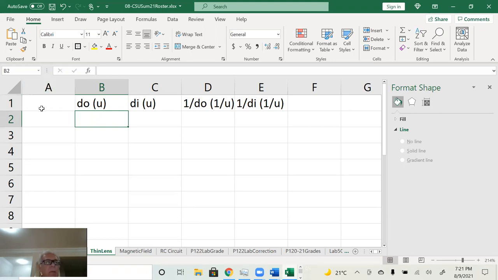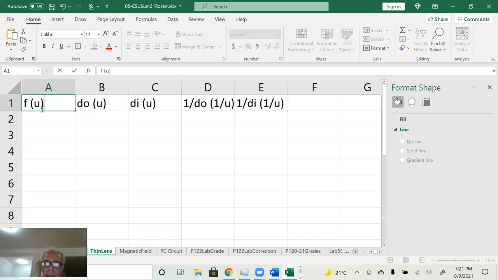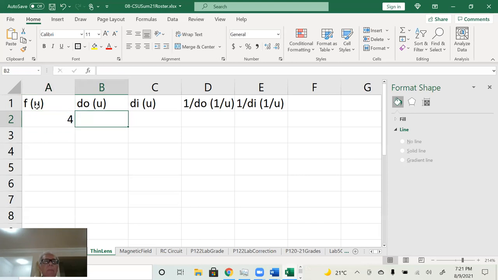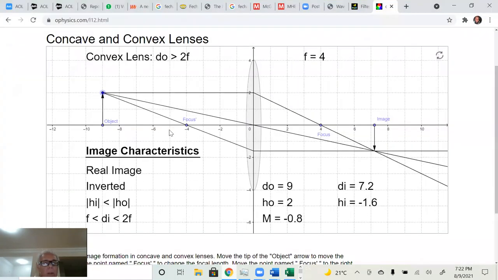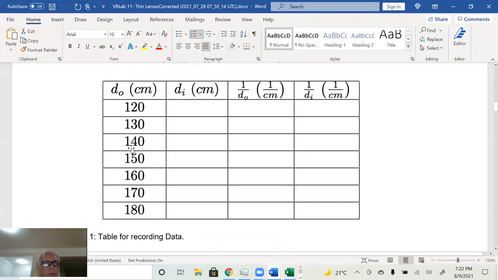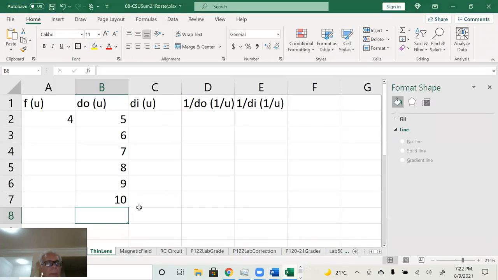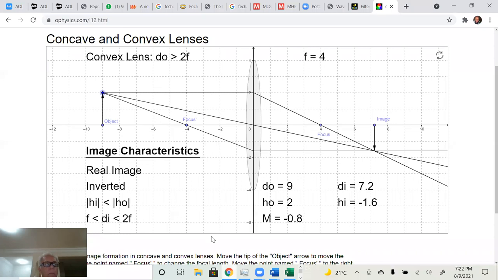We're going to focal lengths, by the way. Don't forget focal lengths. In this case, the focal length is 4. I set up 4. I'm going to put the distance of the object at 5, 6, 7, 8, 9, 10, right? Let's put 7 data points. Okay, we start here at 11.